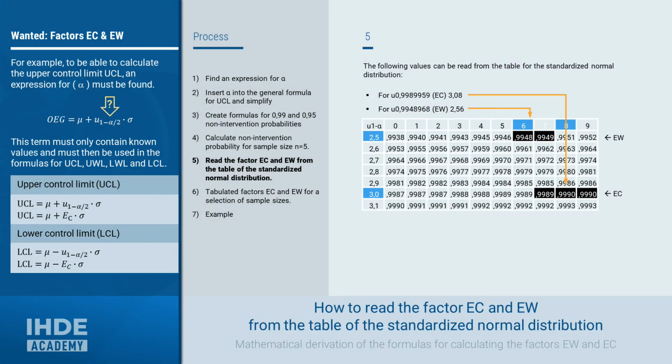The quantiles, or the factors for EW and EC, can now be determined with the help of the already known table of the standardized normal distribution. To do this, look for the closest value for the non-interference probability in the table. For the control limit, this is 0.999. The resulting factor for EC is 3.08. For EW, we get for the probability of 0.9948 the factor EW 2.56.